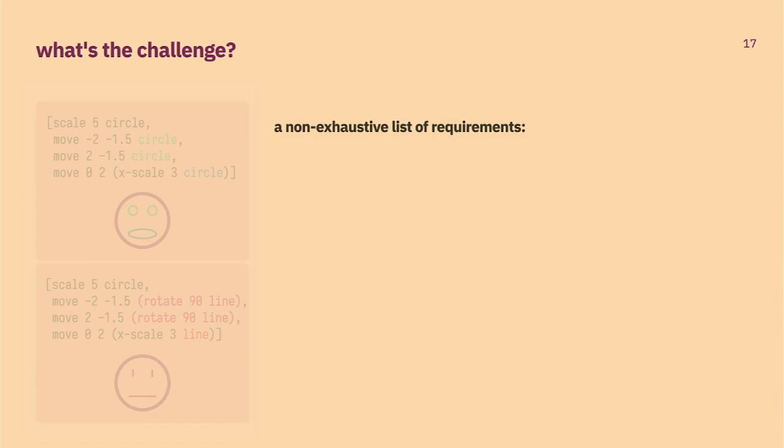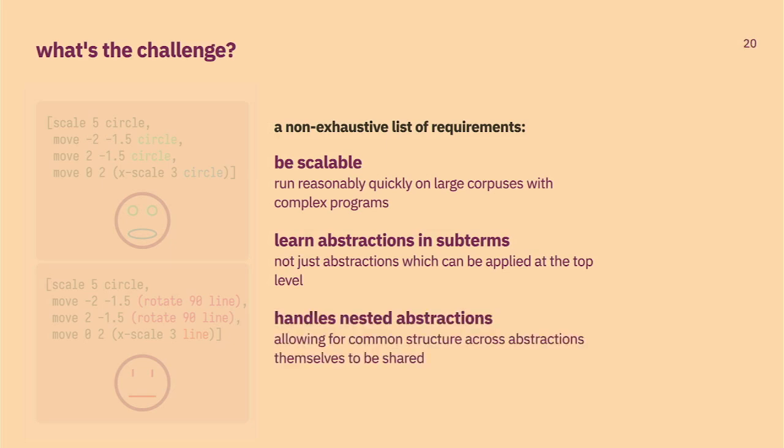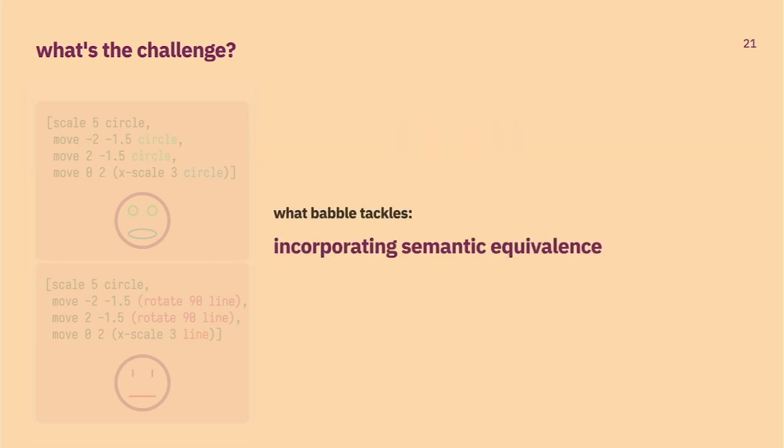So in general, there are a bunch of different challenges and complexities that a practical library learning system needs to be able to address. For example, it needs to be fast and scalable. In the real world, we have much bigger programs situated in large code bases, so our approach needs to scale well. We want to be able to learn abstractions and subterms, not just abstractions that can only be applied at the top level, like with our examples here. And we want to be able to handle nested abstractions so that we can learn common structure within our abstractions themselves. And to a large extent, both Babble and other work have addressed these problems in some capacity. But Babble focuses on tackling a different challenge, incorporating semantic equivalence.